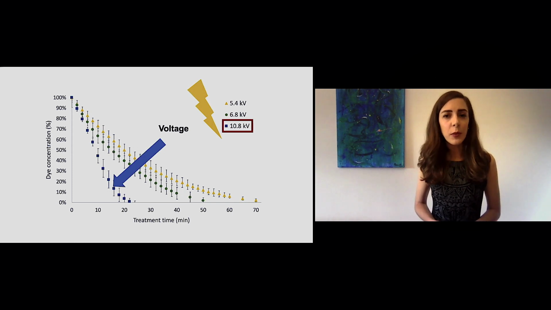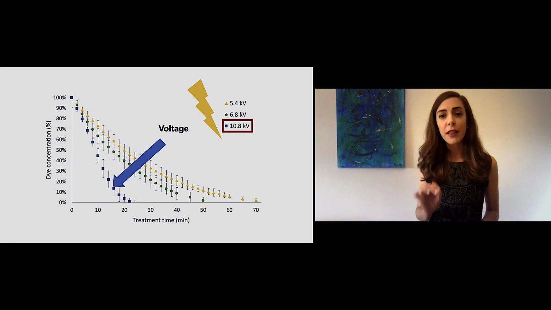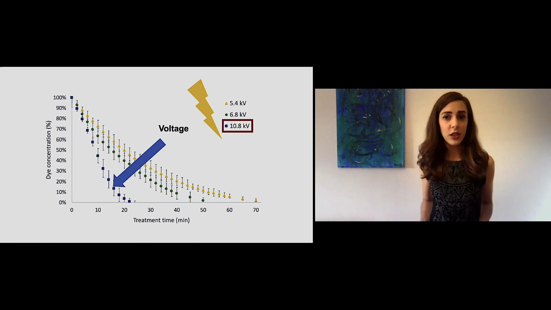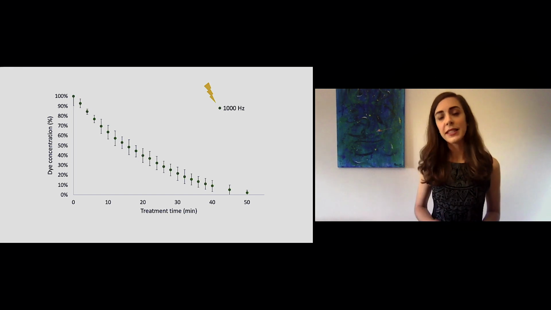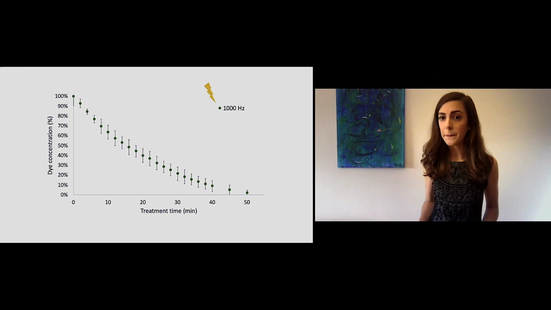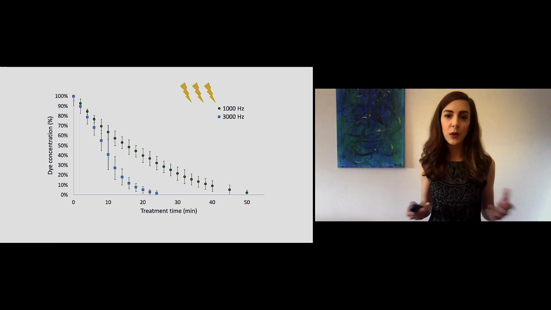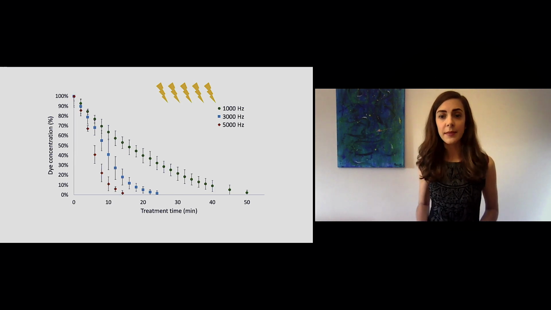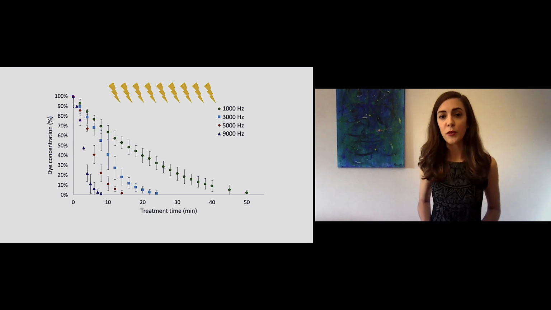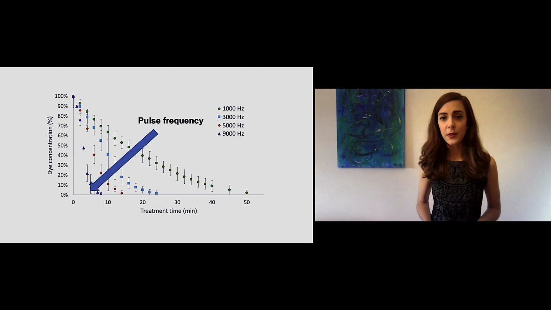Well, remember, we're not only putting high voltage pulses, we're also repeating this over time. And in this case, we're putting 1,000 pulses per second. We can also change this. Let's fix the voltage to 7 kilovolts. And then if we do 1,000 pulses per second, it takes 50 minutes to remove the dye. Increasing the pulse frequency to 3,000 pulses per second, it takes half the time, 25 minutes. Increasing further to 5,000 pulses per second takes 12 minutes. And finally, if we increase it to 9,000 pulses per second, it takes only 8 minutes to remove the dye. So again, we can see with increasing pulse frequency, the dye is removed faster.